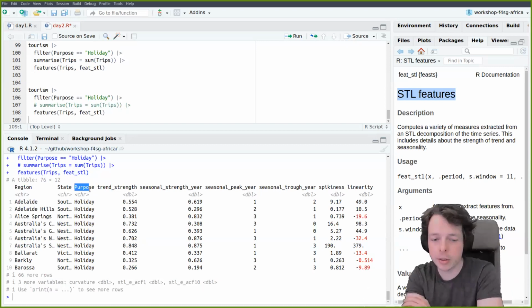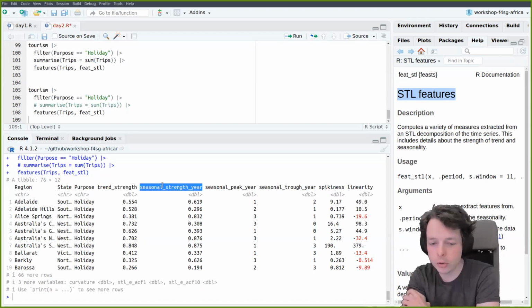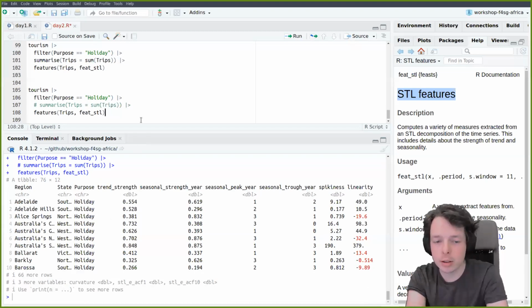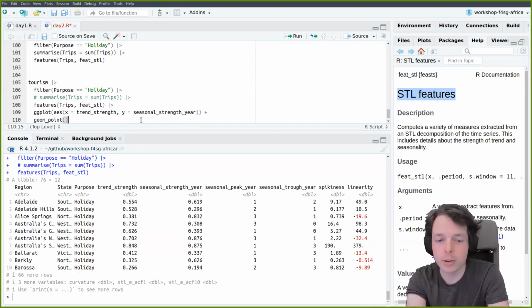And here we get, for the holiday travel purpose, the trend strength and the seasonal strength for all of them. And then we can plot this using regular ggplot. So on the x-axis, I'll put the strength of the trend. On the y-axis, I will put the strength of the seasonality, which is seasonal strength year. And then we can pick a geometry. I'm going to use a scatter plot.